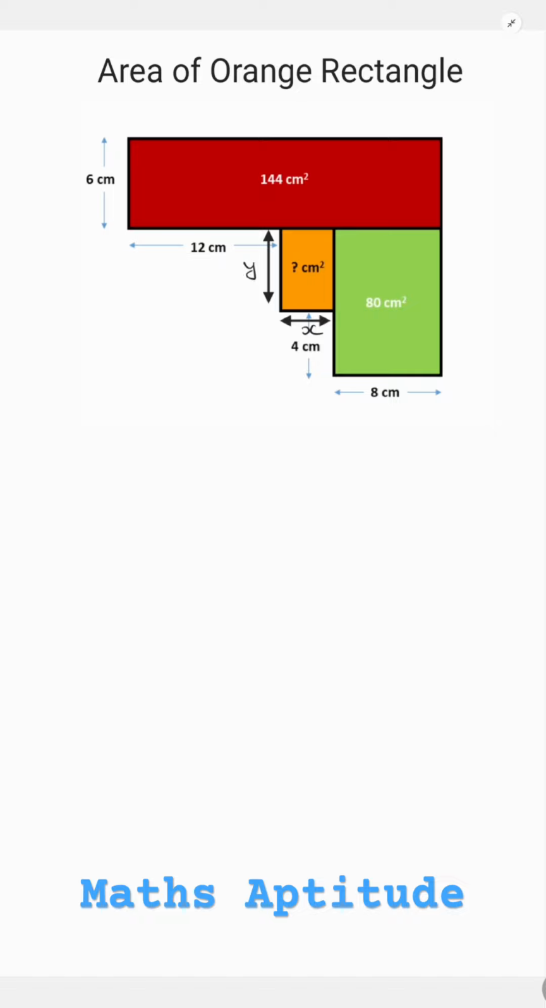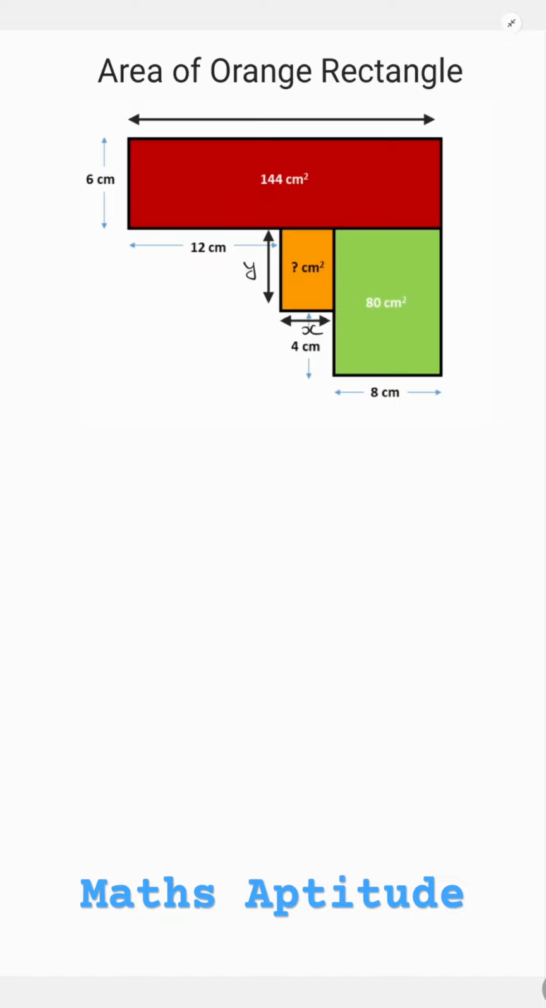Now how do we get the values of x and y? One interesting thing to look at here is that in both the red and green rectangles, we have been given the area and the value of one side, either the height or the width. So how do we get the values of x and y? To get the value of x, if we can get the value of the total width and then subtract the 8 centimeter and 12 centimeter from it, then we can get the value of x. Similarly, if we can get the height of this green rectangle, then we can subtract 4 centimeter from it and we'll get the height of the orange rectangle, that is y.